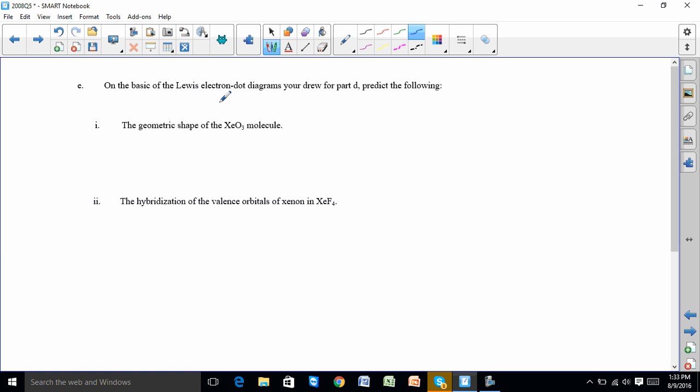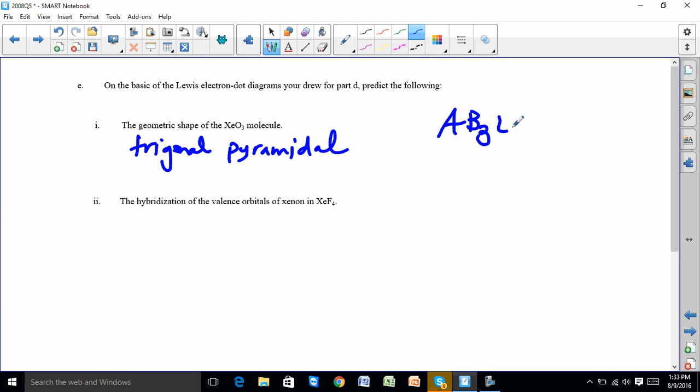And then on the basis of what is the geometric shape of the Xe, I'm going to answer the question. It is trigonal pyramidal. Let me just explain why. If you have an AB3E1, what you do is you start out with the tetrahedral, which is 1, there's the central, 1 goes up, and then the other 3 come out like the legs on a tripod.